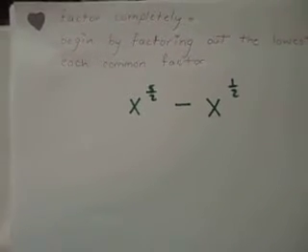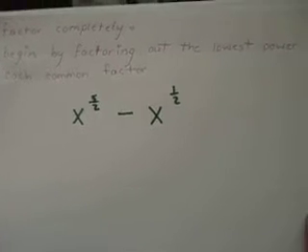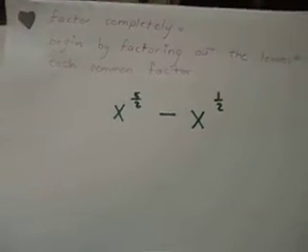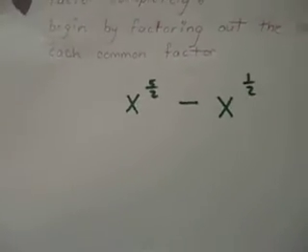Okay, the next problem that we have is a fun one. This one is number 89. The directions ask us to factor completely, and it says begin by factoring out the lowest power of each common factor.